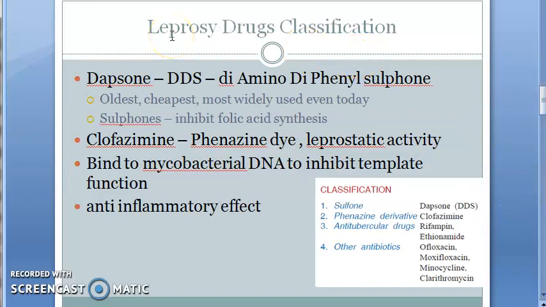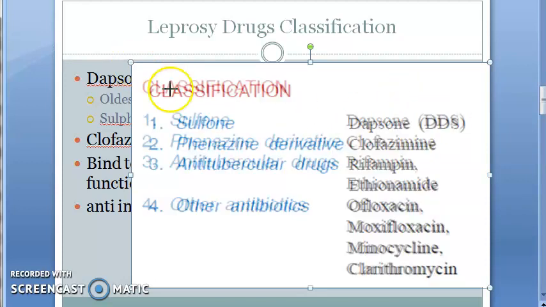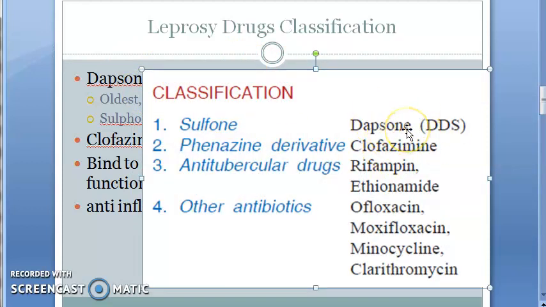Anyways, now let us go to the classification of the drugs, okay? The anti-leprosy drugs. Look at this. You have 4 here: sulfone, phenazine, anti-tubercular drugs and other antibiotics. Sulfones, you know, sulfonamides, Dapsone, DDS. What is DDS? Diamino diphenyl sulfone, okay? This is the oldest, cheapest and even now it is used most widely. Dapsone. So Dapsone leprosy. Try to link it, guys. Dapsone leprosy. This is a sulfonamide.